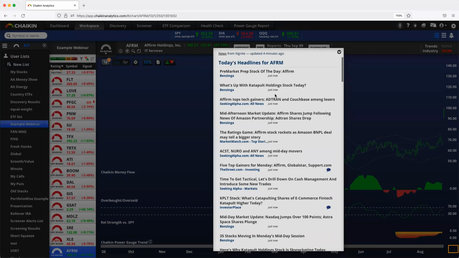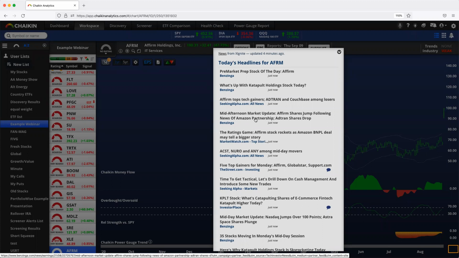A lot of stocks, so some articles just telling us about stocks that are up a lot today, right? Oh, here you go. Mid-afternoon market update. Affirm shares jump following news of Amazon partnership. There you go. Now we understand why this took place. Could we predict that headline? No, we're not trying to predict headlines like that because you can't. Nobody knows that headline's coming.